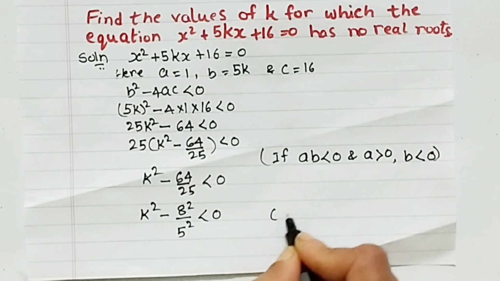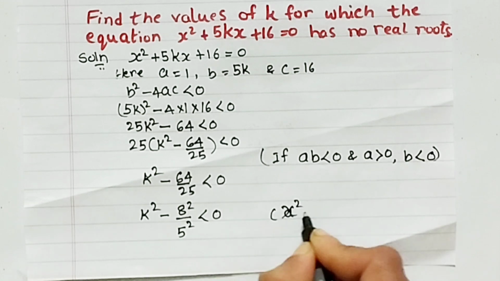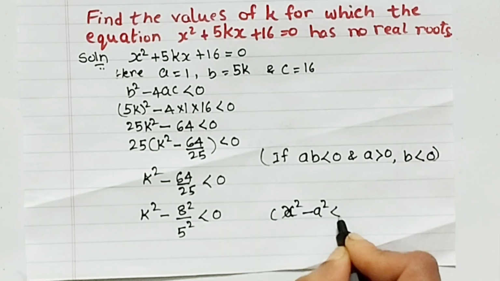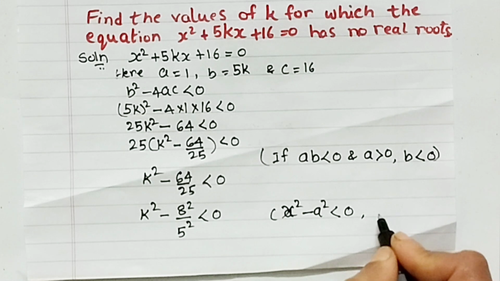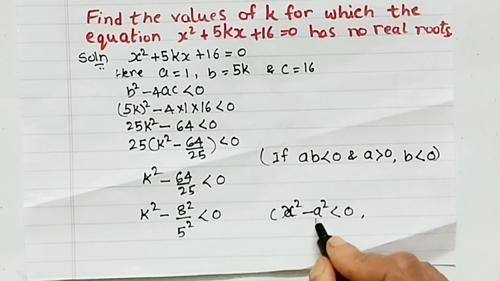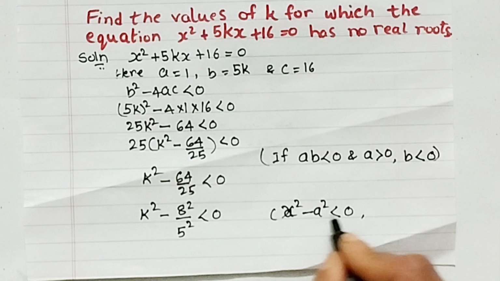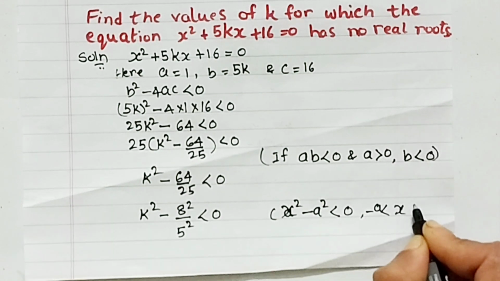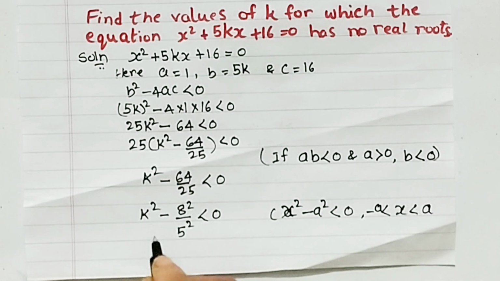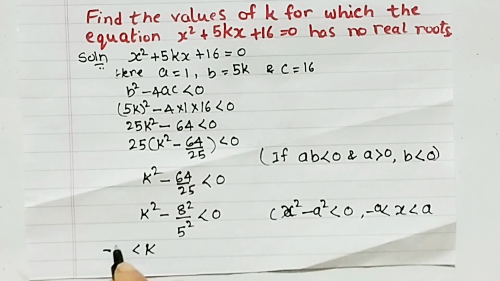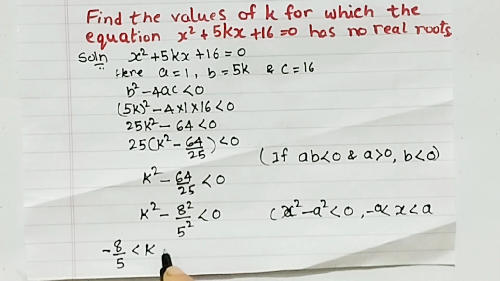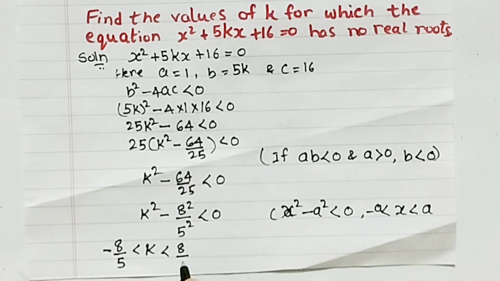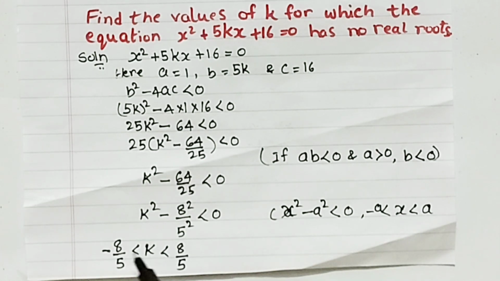Here you know that if x square minus a square is less than 0, then x lies between minus a and plus a. Here also k lies between minus 8 by 5 and plus 8 by 5. Here k lies between minus 8 by 5 and plus 8 by 5.